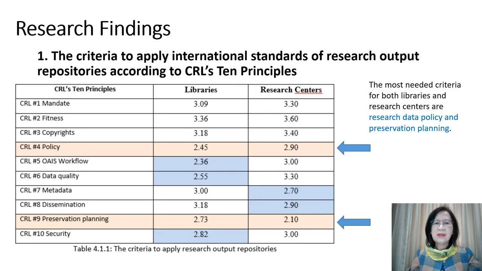For the research findings, the criteria to apply international standards of research output repository according to the CRL 10 principles are as follows. The CRL 10 principles are mandates, fitness, such as the staff and budget, the copyright, the policy, the OAIS workflow, the data quality, metadata, dissemination, preservation planning, and security. From the study, the most needed criteria for both libraries and research centers are research data policy and preservation planning.